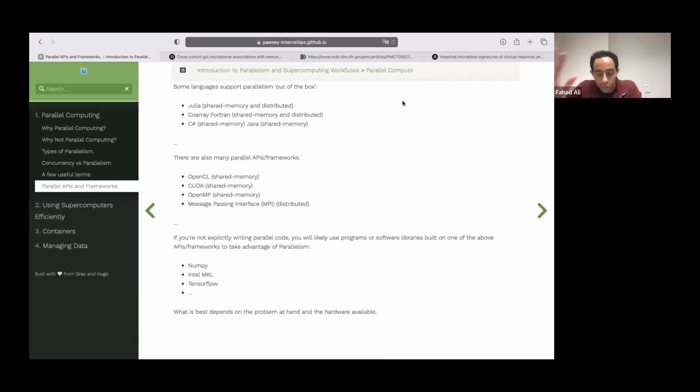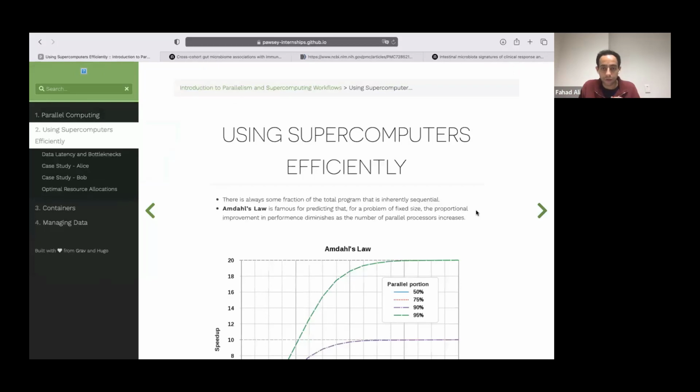So we're just going to give you an overview, and it may be that some of you will use those frameworks, but some of you may not need to use those frameworks. So it really depends on the kind of project you have in front of you.